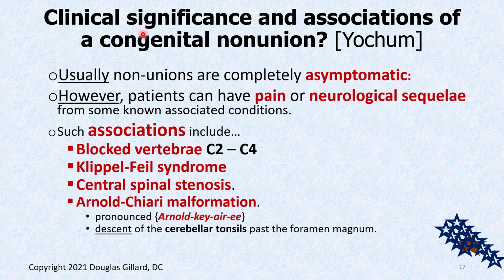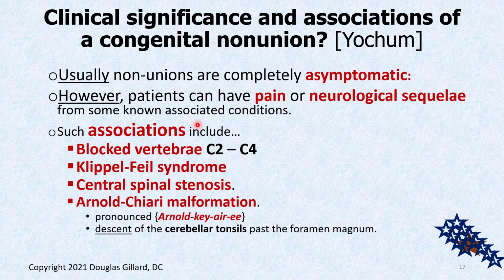So who cares about this agenesis of the posterior arch? Well, first of all, if it's agenesis of the posterior arch, they're not going to be that stable. You should not adjust them. But there are some important associations. And in and of themselves, this agenesis is not painful. So it's usually completely asymptomatic. But there are some associations that we worry about.